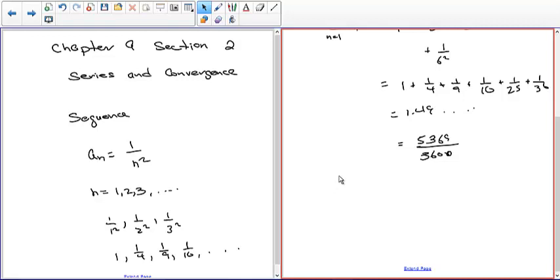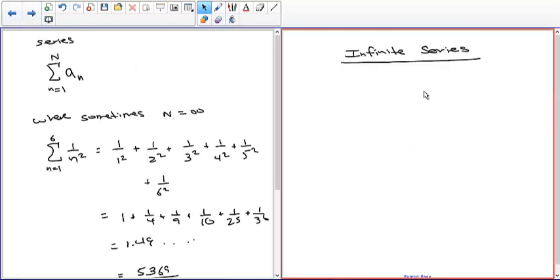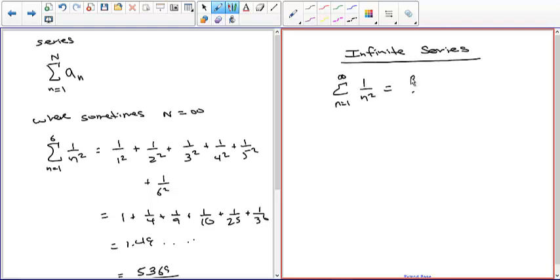So if you look, well, let's go to the next page. So if we took the same series and instead of going to 6 terms, if we went to an infinite number of terms, what is that equal to? It's going to equal some exact value, or it may not, or it may be equal to infinity.